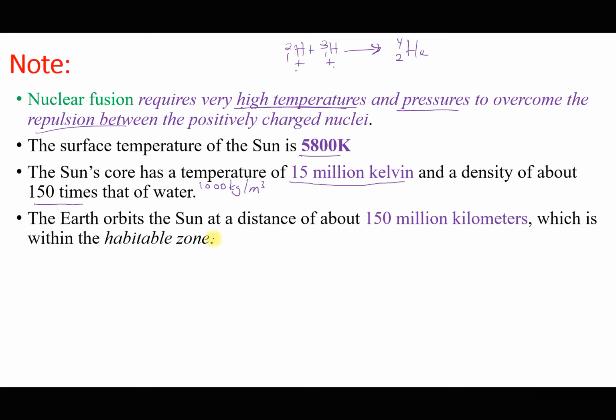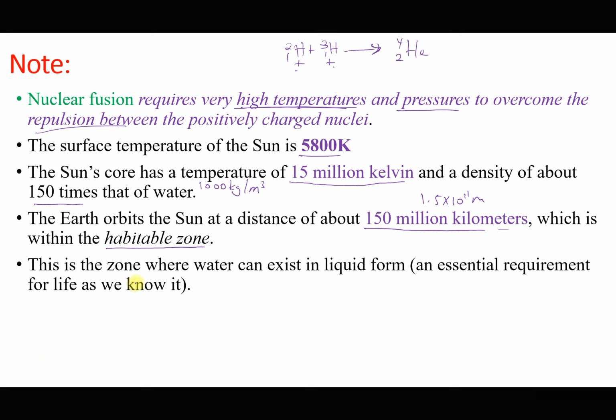The Earth orbits the sun, as we mentioned earlier in lesson 1, at a distance of around 150 million kilometers, that is 1.5 times 10 to the power of 11 meters, which is within the habitable zone, that is, within a zone where life is possible. So this is the zone where water can exist in liquid form, an essential requirement for life as we know it.